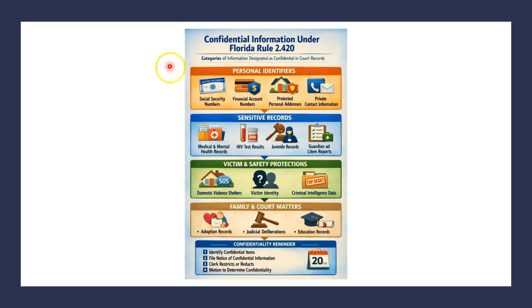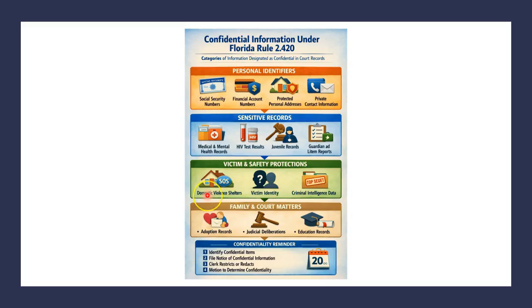We have personally identifiable information, PII, such as social security numbers, financial account numbers, protected personal addresses, and private contact information. All of this is confidential information. Sensitive records are also medical and mental health records, HIV test results, juvenile records, and guardian ad litem reports. Keep in mind, this is what the rule says: as a rule, these things are all considered confidential.